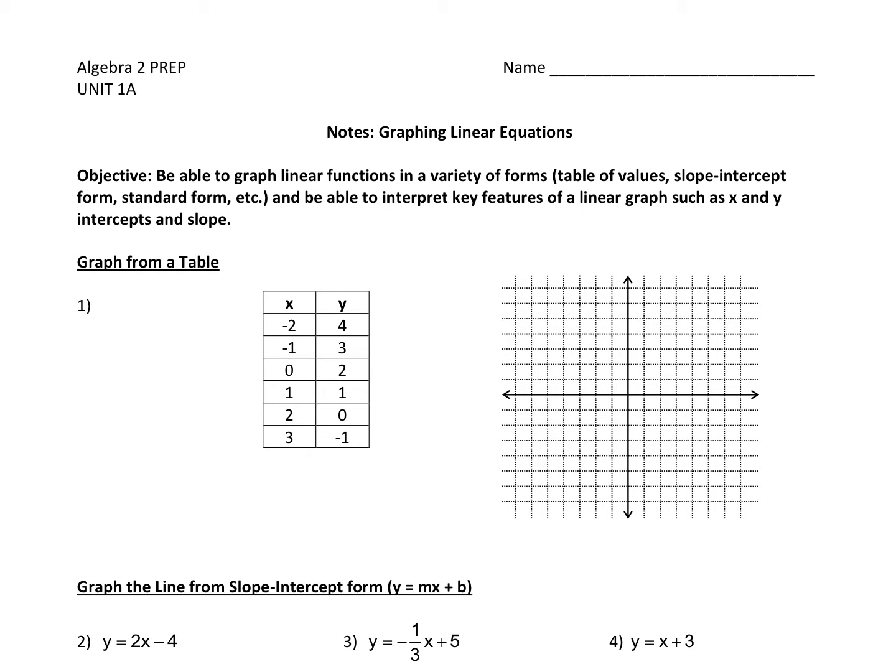So if I'm going to plot negative 2, 4, I'm going to go left 2 on the x and then up 4 on the y. If I'm going to plot negative 1, 3, I'm going to go 1 to the left, 3 up. I'm always starting at 0, 0. For 0, 2, I'm going to start at 0, 0 and then go up 2. For 1, 1, I'm going to go 1 to the right, 1 up.